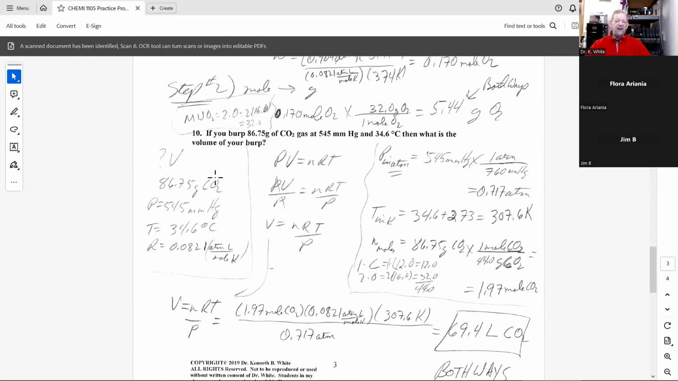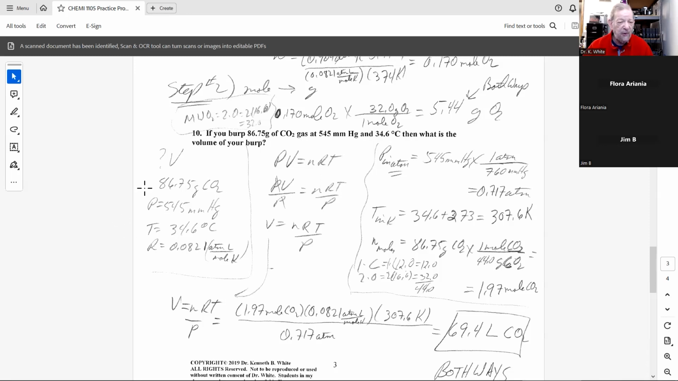Let's first look at number 10. And I had a little fun with this. If you burp 86.75 grams, which is not realistic, but I still wanted to have some fun with this, of carbon dioxide, CO2 gas at 544 millimeters of mercury and 34.6 degrees C. What's the volume of your burp?